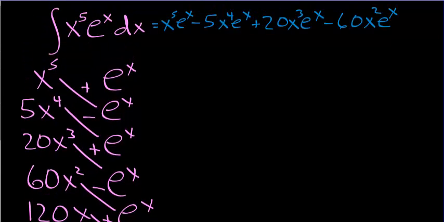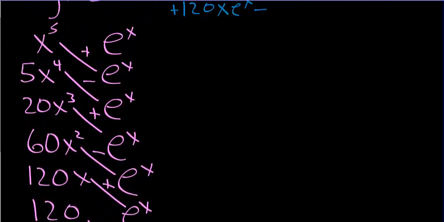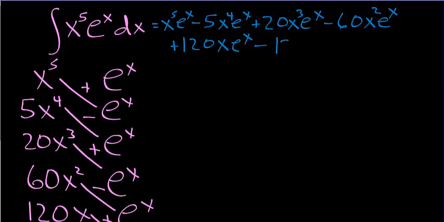I know, 120x e to the x. And then finally, the grand finale, minus 120 e to the x. Oh, the grand finale. That's right. It's plus c. Okay, does everybody understand?